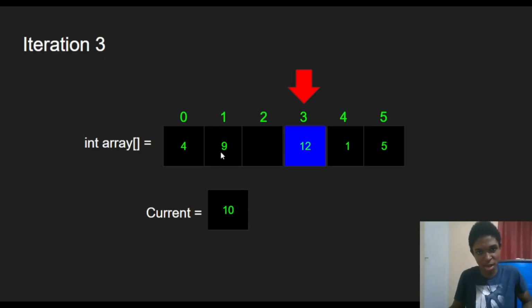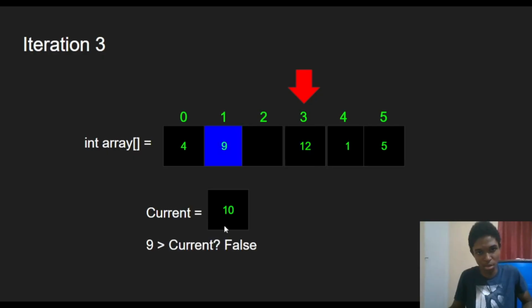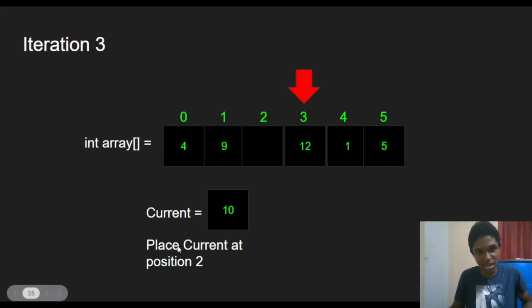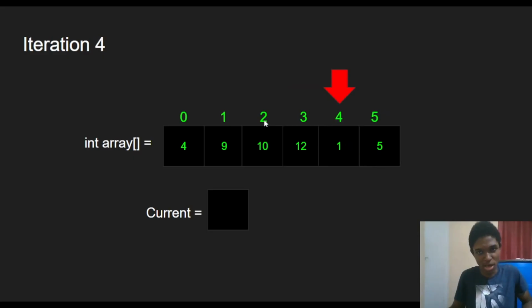So we will compare the rest of the values to our current value 10. Is 9 greater than our current? False, because 9 is not greater than 10. So we'll stop and place it at the empty position that doesn't contain any value. We'll place current at position 2 since that is the only empty slot. So we'll take current and move it back to position 2. Now guys, we move on to the next iteration.